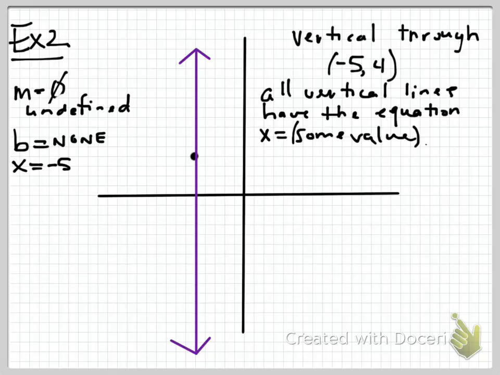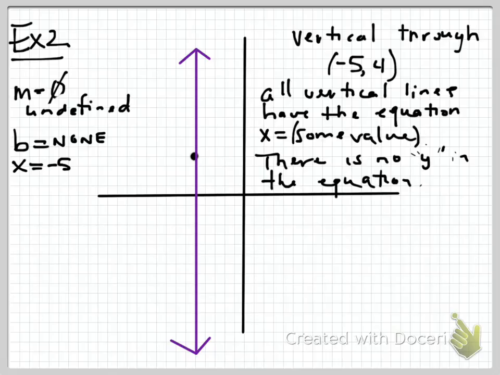What is missing from this equation? Nope. What was missing in the horizontal equation? The x was not there, right? So what's missing in this one? The y. So the y is not there. So these are basically opposites of each other. There is no y in the equation. Now, does that make sense? Yeah, why does it make sense? Because it doesn't have a y-intercept. So the fact that there is no y in the equation actually makes sense because there is no y-intercept. Okay?